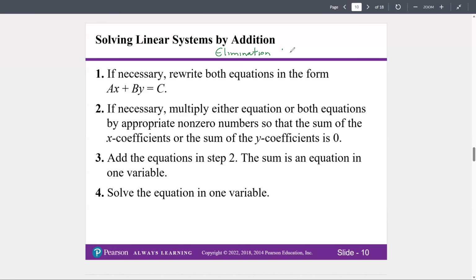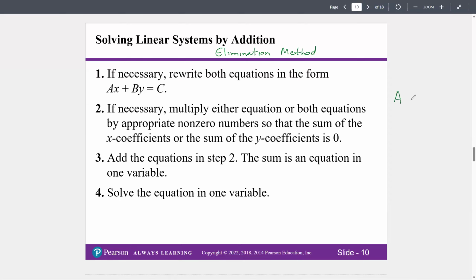I like the term elimination method because the idea here is that we're actually trying to eliminate one of our variables. So if necessary, we want to rewrite both equations in the form of ax plus by equals c. So we get our x term first, our y term, and then our constant on the other side. If necessary, we multiply either equation or both equations by an appropriate non-zero number, so the sum of the x coefficients or the sum of the y coefficients is 0.